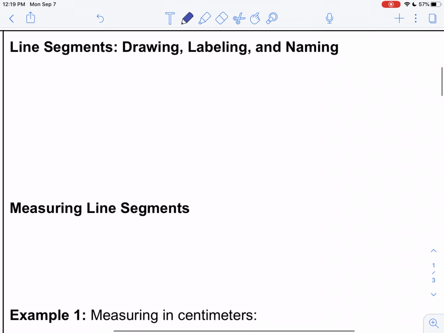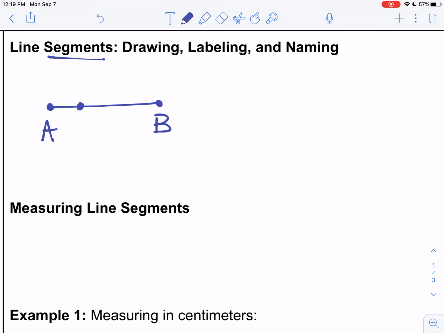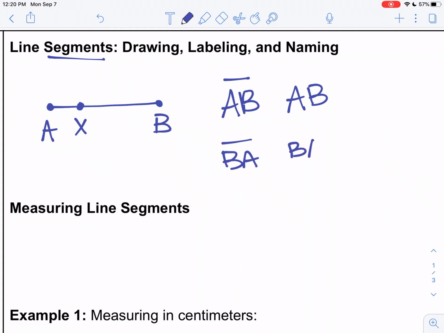We'll start with a refresher of line segments. Remember, with line segments, we have endpoints on each end, so we have little dots on the end. Let's say I'm dealing with something with endpoints A and B, and even if I have something hanging out in the middle, I would name this as line segment AB with the bar or without the bar, and I can reverse it as well, so I could call this line segment BA with or without the bar. And remember that we don't even use that point X in the middle.